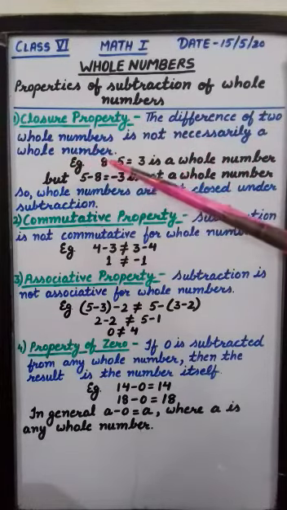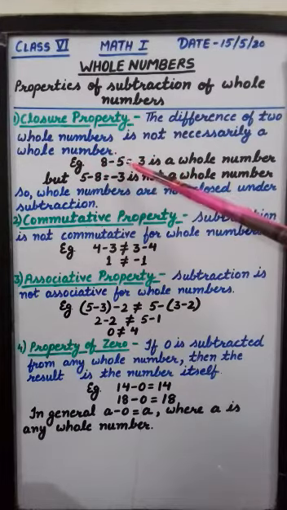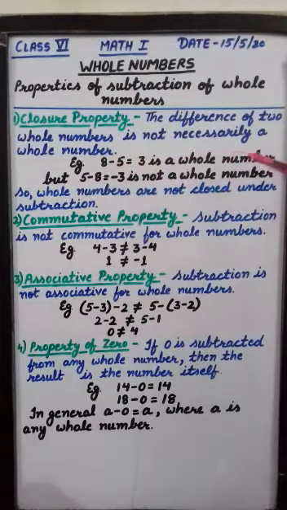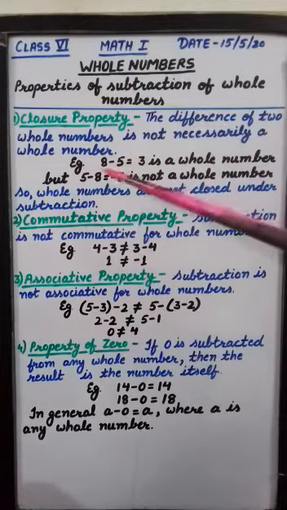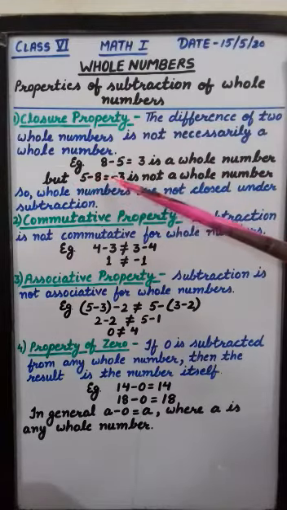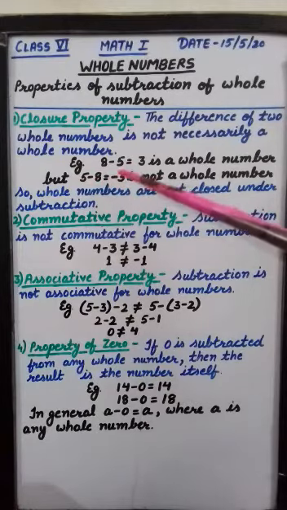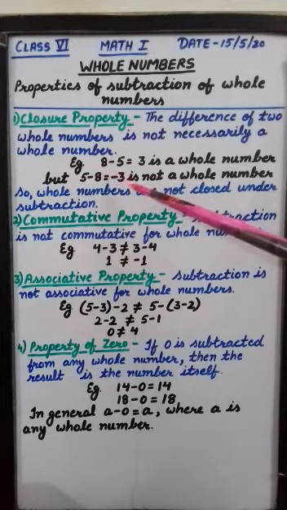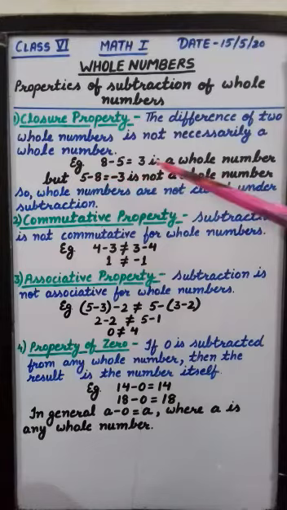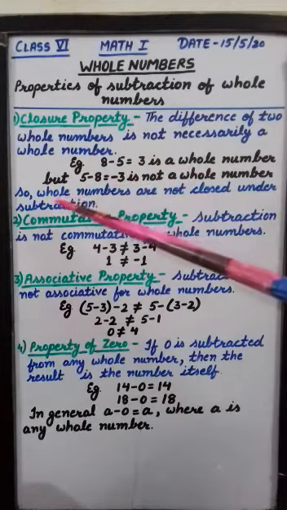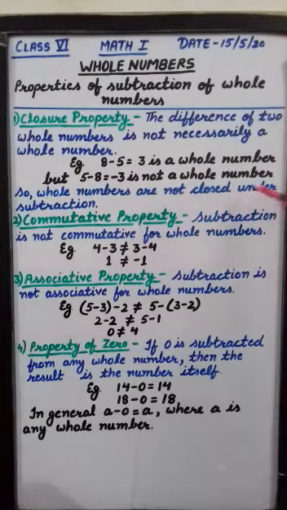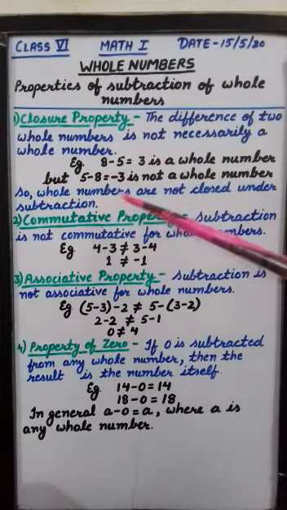For example, 8 minus 5. 8 is a whole number. 5 is also a whole number. When we subtract, the result is 3, which is a whole number only. But when we subtract 5 minus 8, my result will be minus 3. And minus 3 is not a whole number, it is an integer. So, whole numbers are not closed under subtraction. Integers we will study later on.